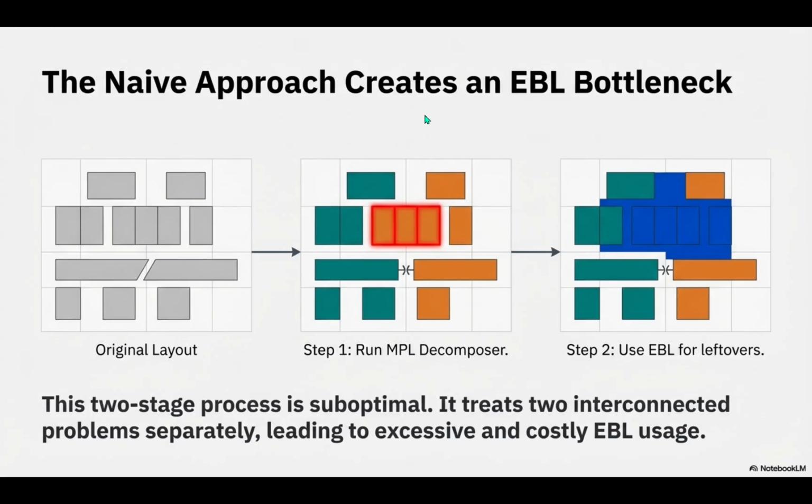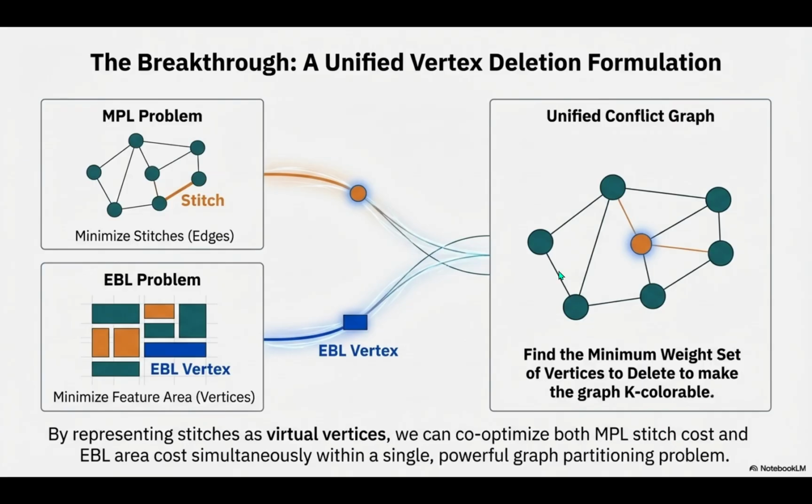But to do that, you need a mathematical model. How do they translate this hardware challenge into graph theory? This is where the real innovation lies. Historically, people used a sequential or two-stage approach. They would decide where to put the stitches first, and then they try to minimize EBL usage. But that seems suboptimal. The decisions you make in stage 1 are going to hamstring you in stage 2. Precisely. To achieve true co-optimization, they had to merge these two conflicting goals, EBL area and stitch cost, into a single unified mathematical problem. They formulated it as a minimum vertex deletion K partition problem.